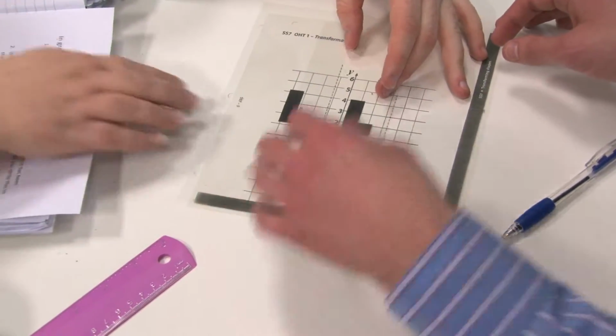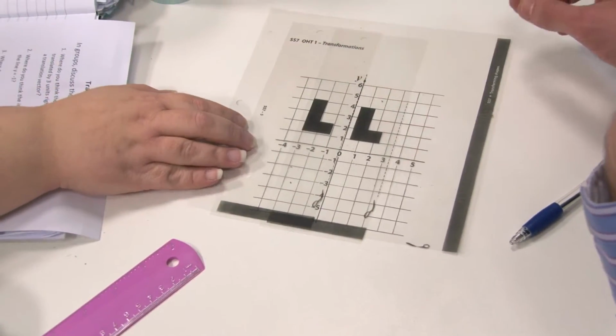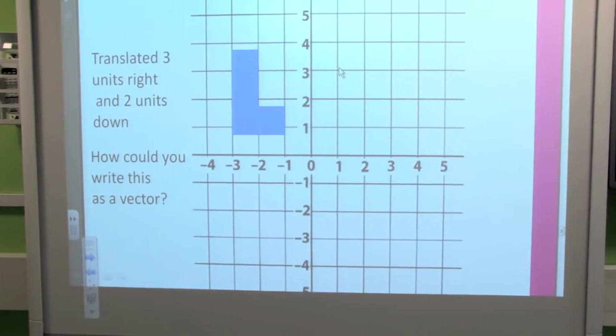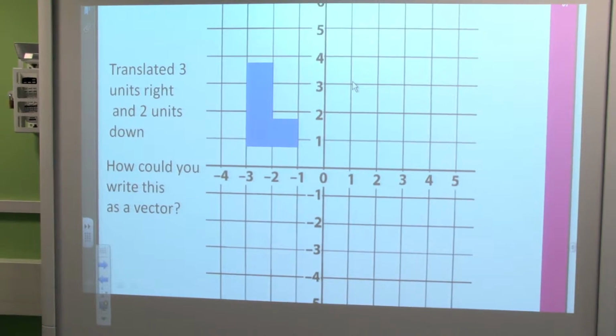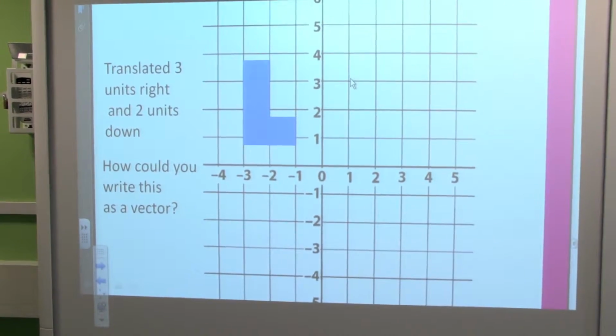I was hoping that they would understand the difference between translations, reflections and rotations, and also to be able to make some links between some transformations that end up moving an image in the same way. So we put it in the right place, or we did. We did. And then it says, how could you write this as a translation vector?